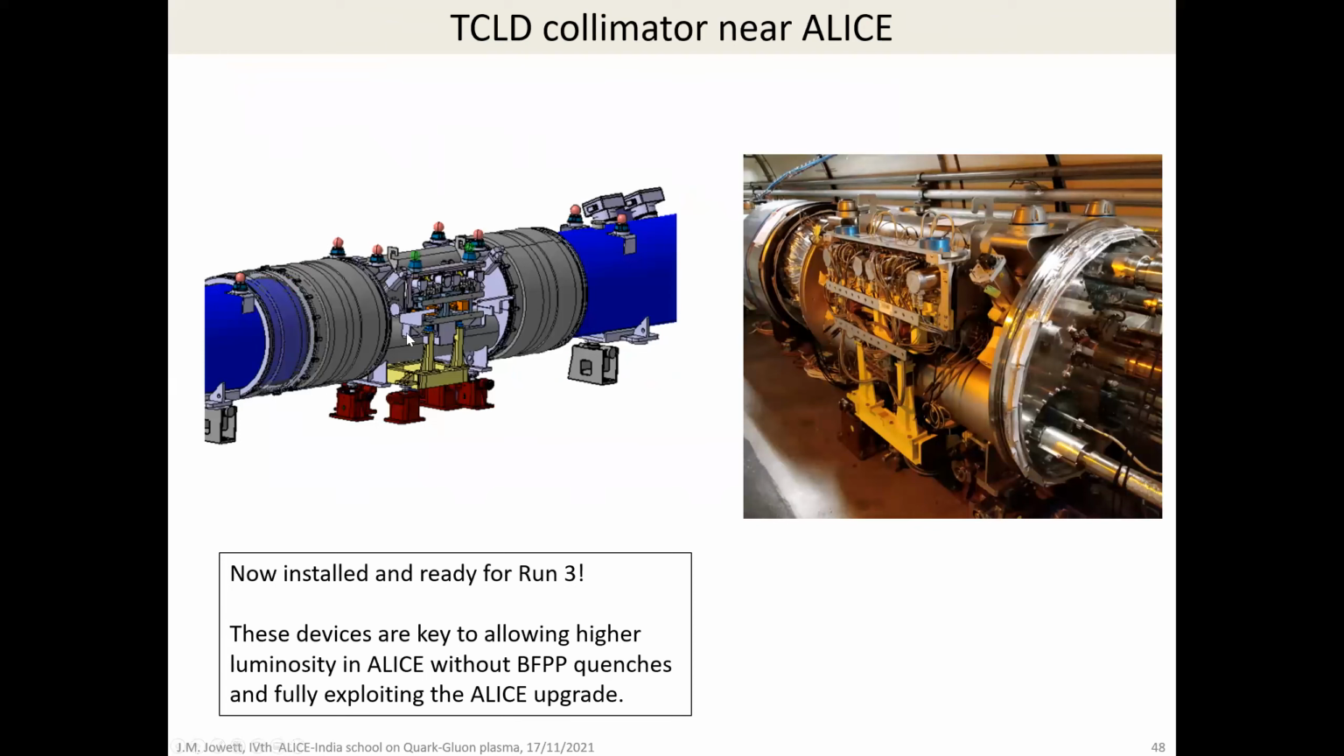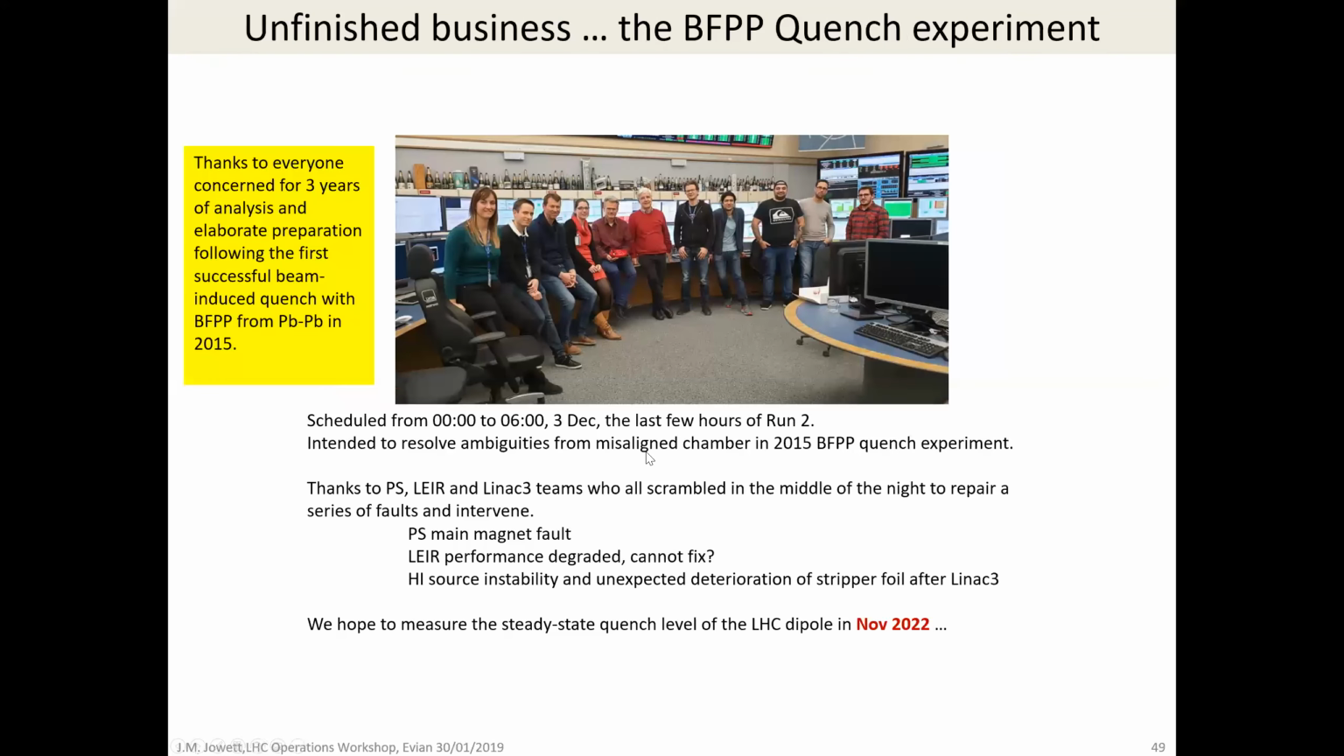Here is a schematic picture of this device inserted in this empty cryostat between 2 magnets. This is an actual photograph as it was being installed in the tunnel. So these devices are key for higher luminosity in ALICE in the future.